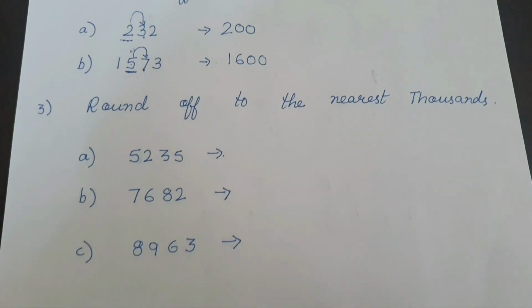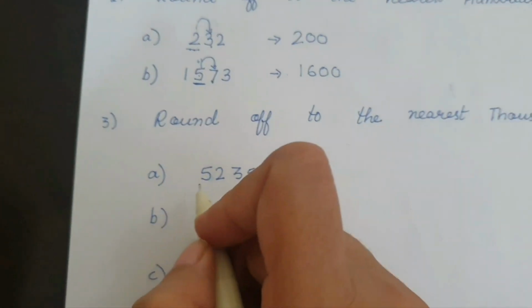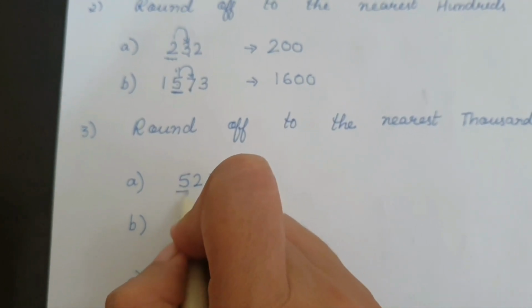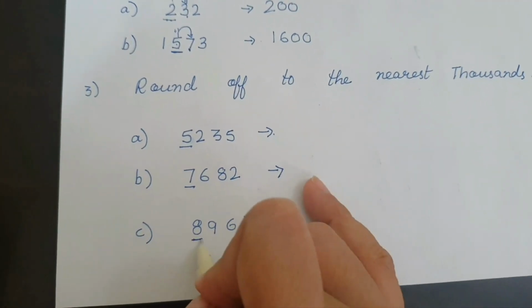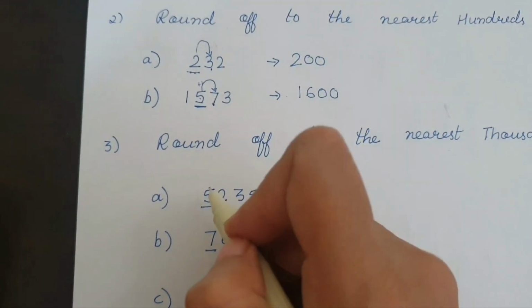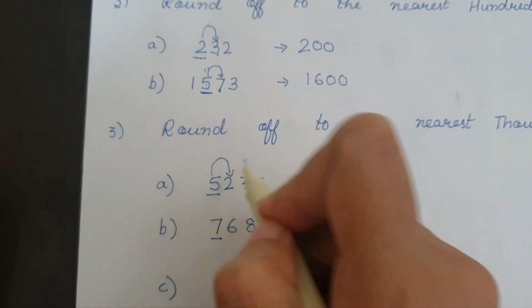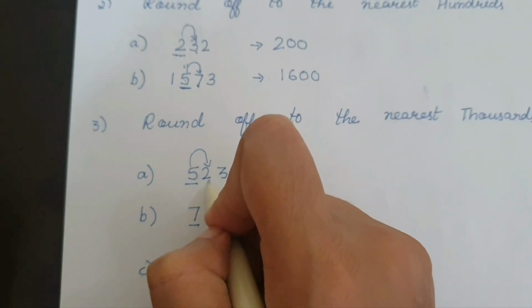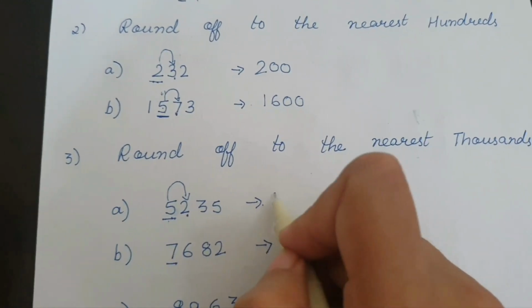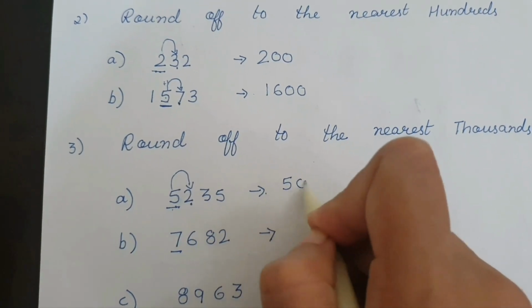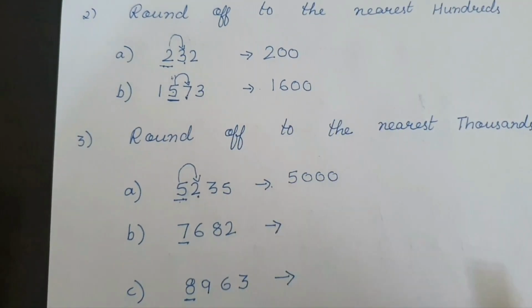Now let us see the next one. Round off to the nearest 1000. In this, first we'll underline the thousands place digit. Here it is 5, here it is 7, and here it is 8. Now let us see that. Just see the digit after that. 2. This is less than 5. So no change will be there. The underlined digit will remain 5 and all the rest of them will become 0.